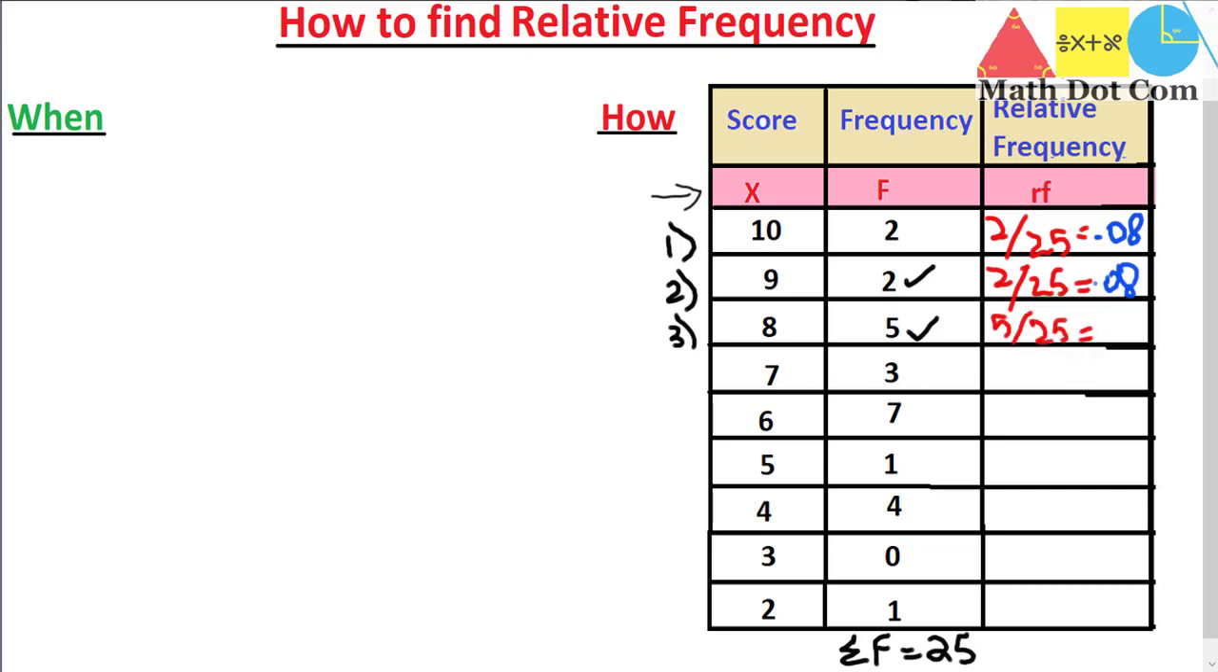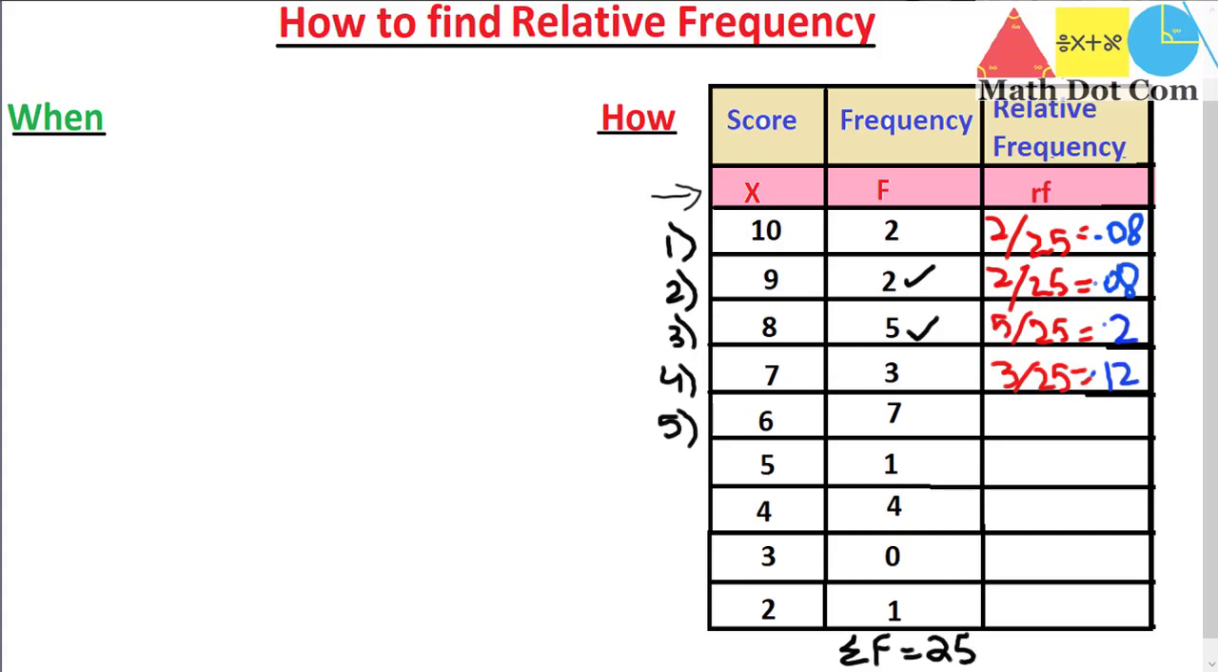It will be equal to, then we have the fourth row, that is the score of 7 with a frequency of 3. Again the same thing, you have to divide the frequency, that is 3, by 25, and it will be equal to 0.12. So all these values are less than 1. Similarly, we will move to the next row, that is row 5 with the score of 6 and the frequency of 7.